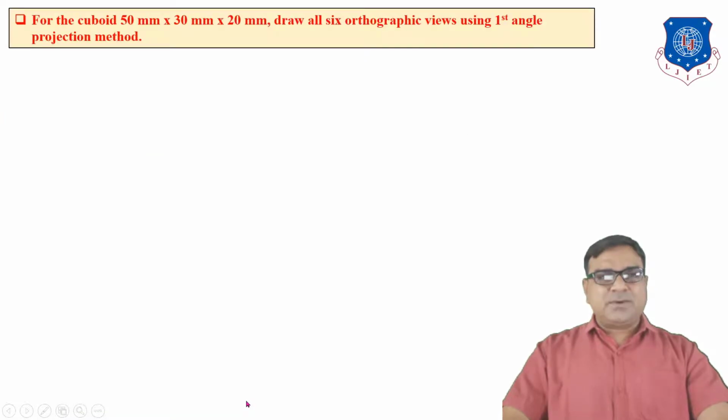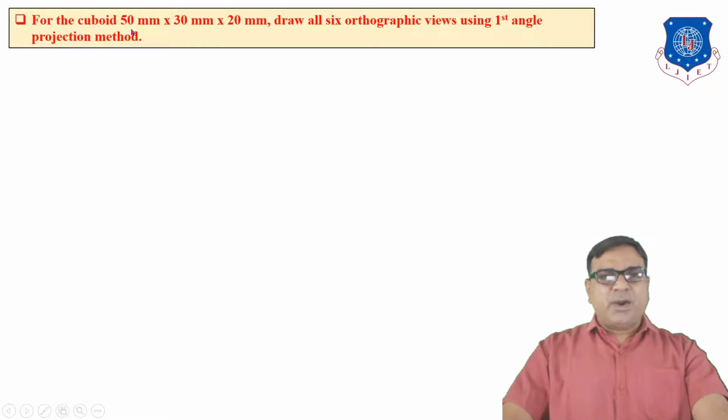Now let us see one problem regarding orthographic projections. So basically in orthographic projections, we have given one 3D object with dimensions, and we have to convert that 3D into 2D projections like front view, top view, side views, like this. So our data is like this.